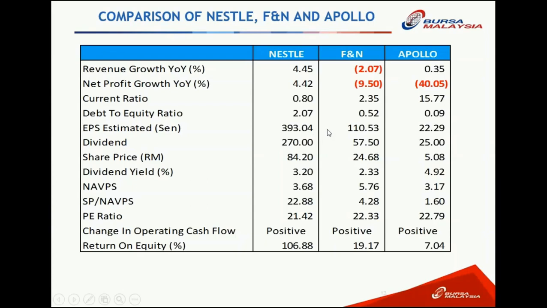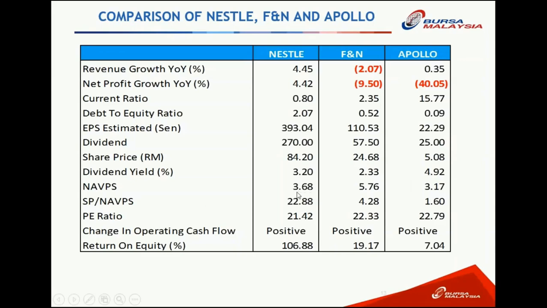EPS is estimated because they have different quarters of reporting. Nestle is around 393 cents, F&N is around 110 cents, Apollo is 22.29 cents. Dividend, Nestle is at $2.70, F&N is at 57 cents and Apollo at 25 cents. The share price is based on a couple of weeks ago. Nestle is at 84.2, F&N at 24.68 and Apollo at 5.08. Dividend yield, therefore, Nestle gives a dividend yield of 3.2, F&N is 2.33 and Apollo at 4.92.